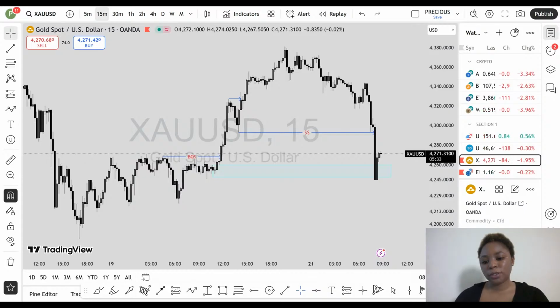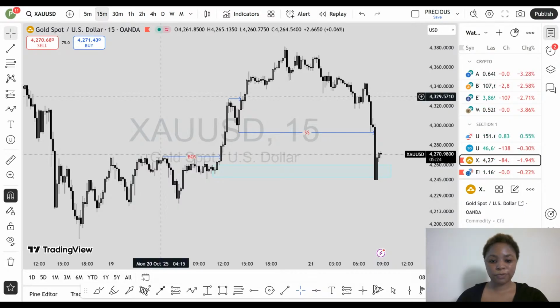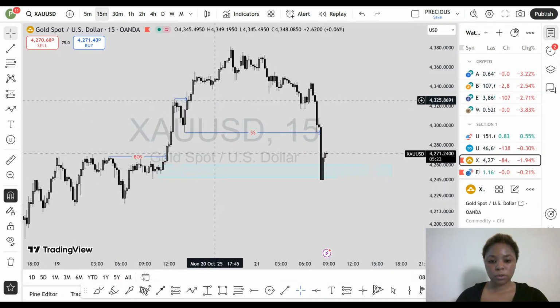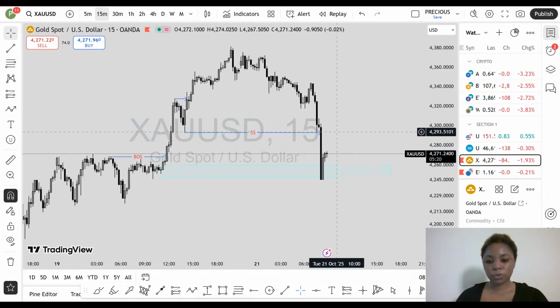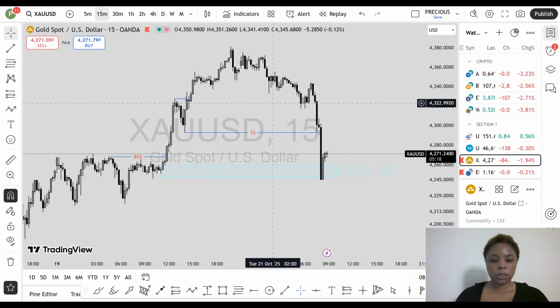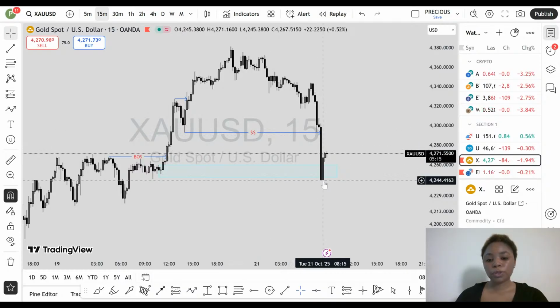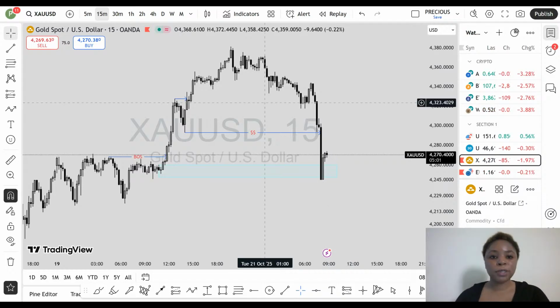Wait for confirmation on 15 minutes. 15 minutes is the best place to wait for internal confirmation before you find entry, especially when the trade has come to your point of interest, and then you want to enter that trade based on confirmation. You need to focus on 15 minutes. Then you wait for 15 minutes on break of structure, and then you place your trade from there.